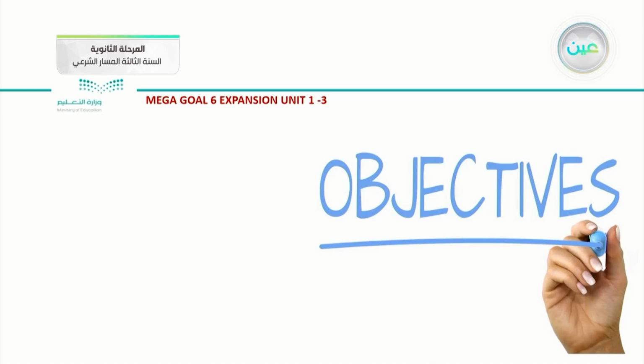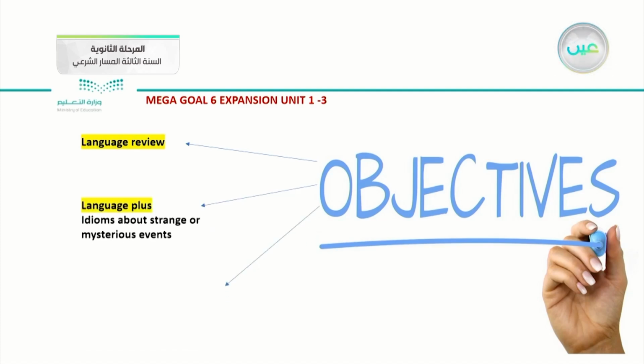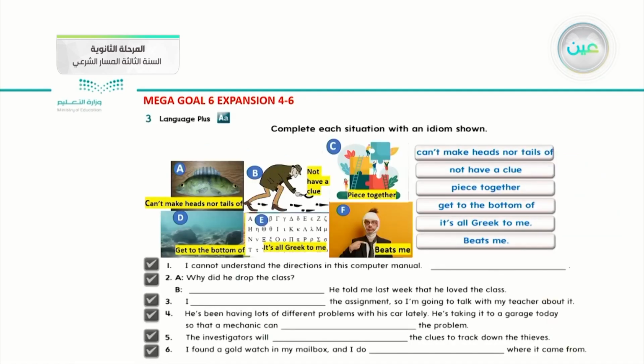Okay, are you ready to begin our objectives for today? Let us discuss it, sorry. Number 1, we have a language review. Number 2, we have a language plus, idioms about the strange or mysterious events. And number 3, writing. Write an essay about unexplained mystery. Okay, let's begin.